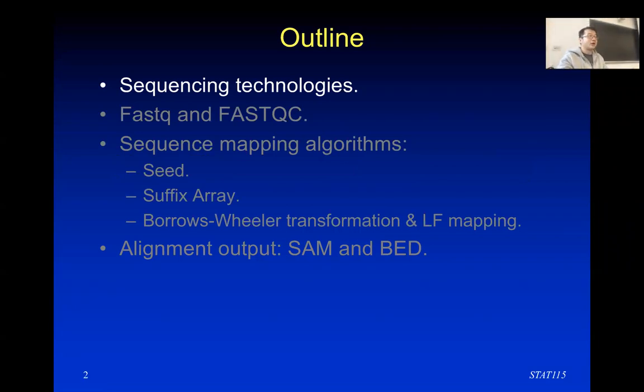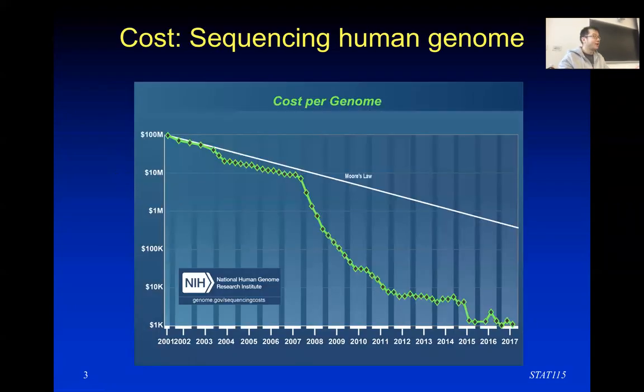First, I want to review the sequencing technologies. Here is the figure you already saw, the change in the cost of sequencing a human genome. The most noticeable point is around 2007, the elbow, which is the coming of next generation sequencing data. And currently, we can even sequence half a billion 150 base pair paired-end reads at a cost of $1,300. That is very amazing.